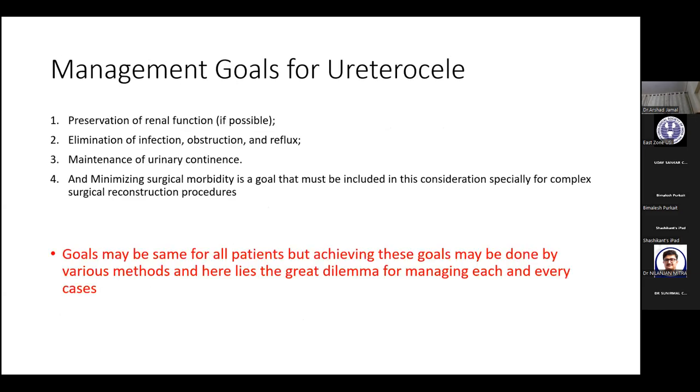The goals of ureterocele management are preservation of renal function, elimination of infection, obstruction and reflux, maintenance of urinary continence, and minimizing surgical morbidity. The goals may be the same for all patients, but achieving them may be done by various methods and techniques. And here lies the great dilemma in managing each and every case.